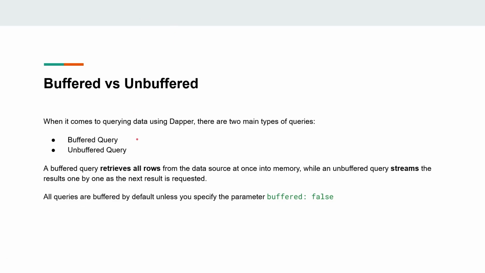When it comes to querying a database using Dapper, there are mainly two types of queries: buffered queries and unbuffered queries. As we have understood, a buffered query retrieves all the rows from the data source at once into memory, and that memory is nothing but a buffer. An unbuffered query streams the results one by one as the next result is requested. So it will stream the data and will not get all the data at once. All queries are buffered queries in Dapper unless you define this attribute. So we can define buffered false if we want to do an unbuffered query.